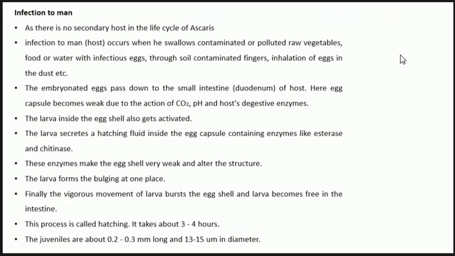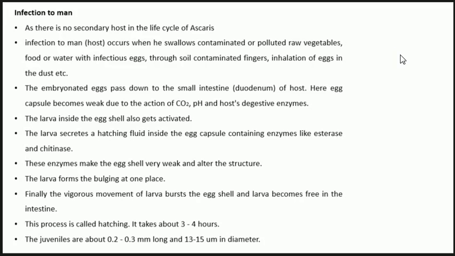Now, how does the infection to man take place? There is no secondary host. Remember, only one host is there, the definitive host, that is man. So no secondary hosts are there in the life cycle of Ascaris. Eggs go out, development takes place, and eggs should again enter the body of humans. So how does this take place? That we will see.